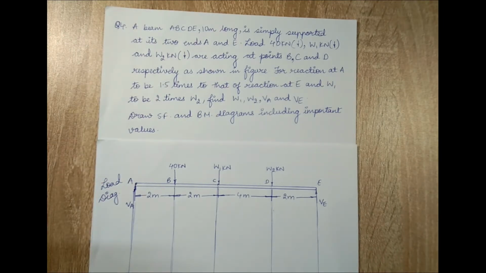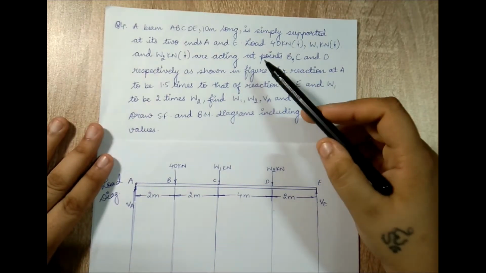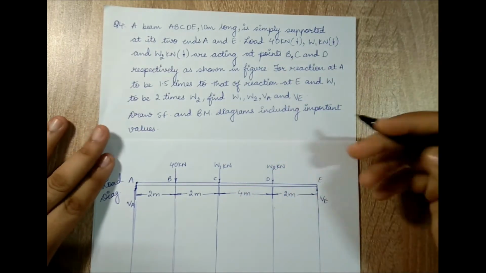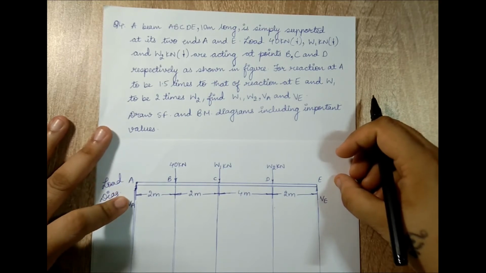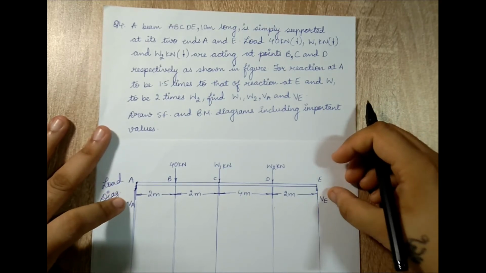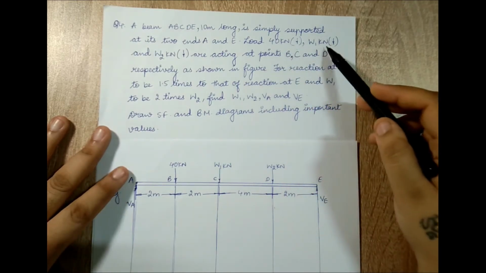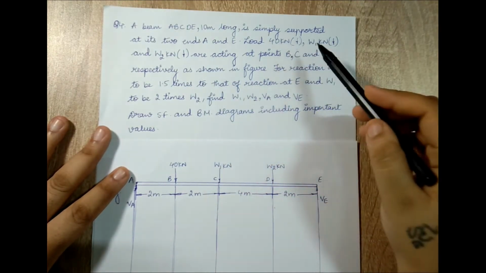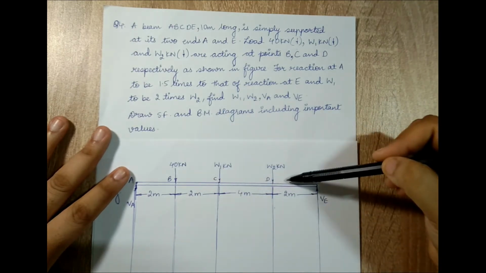Session of strength of materials, and taking question 4 of shear force and bending moment. A beam ABCDE, 10 meters long, is simply supported at its two ends A and E. You can see here this is the beam A to E. It is supported at A and E with reactions VA and VE. Loads of 40 kN downward, W1 kN downward and W2 kN downward are acting at points B, C and D respectively, as shown in the figure.